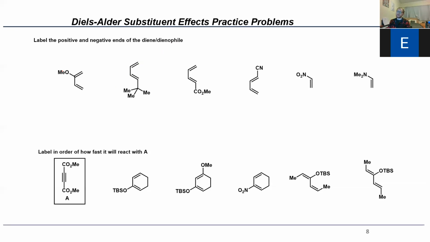In this first example, we'll see that if we draw or push electrons from the lone pair of the methoxy group, the electron density ends up on this terminus of the diene. And so we'll note that because of the position of the methoxy group, it cannot donate this way. And so this is the negative end of the diene. And so this will be matched with the positive end of the dienophile.